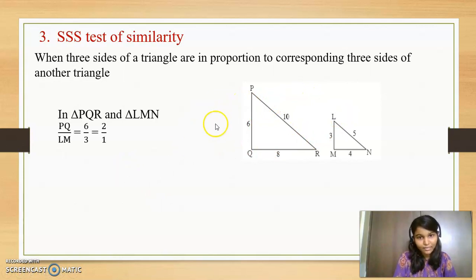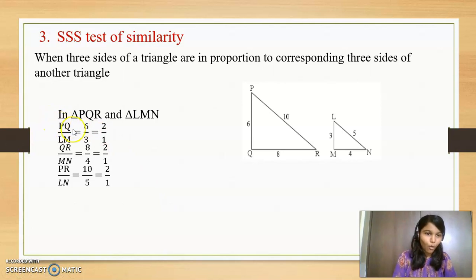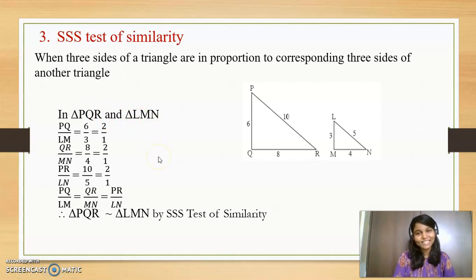Yes, they are. See, PQ upon LM will be 6 upon 3, which is again 2 upon 1. Then QR upon MN, which is equal to 8 upon 4, again 2 upon 1. Then PR upon LN, which is equal to 10 upon 5, which is again 2 upon 1. Therefore, from all these points, the right hand sides are same. Therefore, left hand side will also be same. So we can say that all the sides are in proportion. Therefore, triangle PQR is similar to triangle LMN by SSS test of similarity. Yes, students?